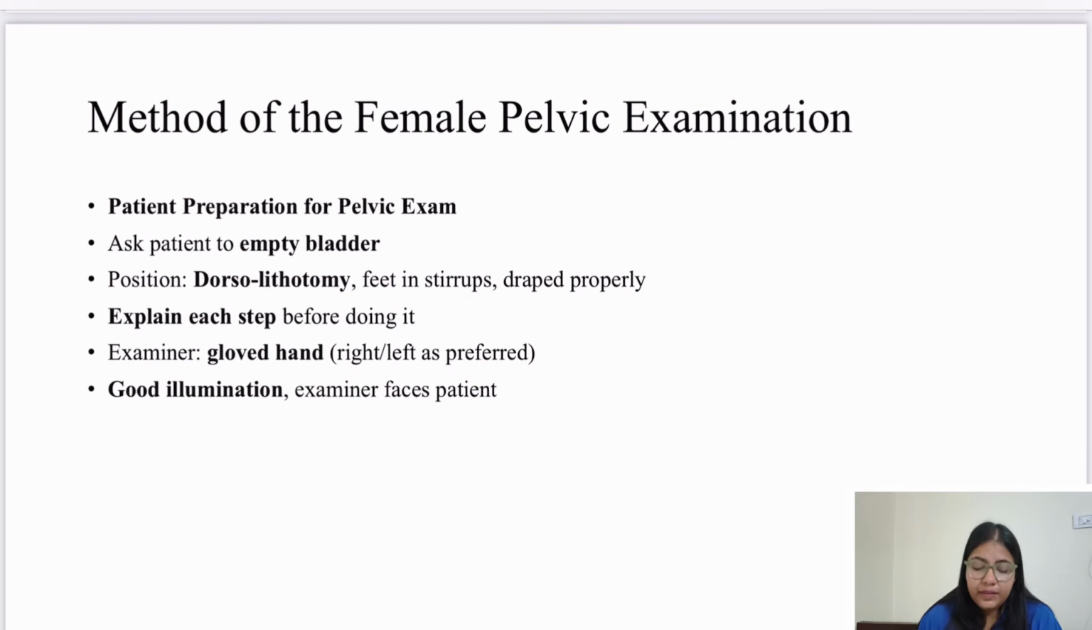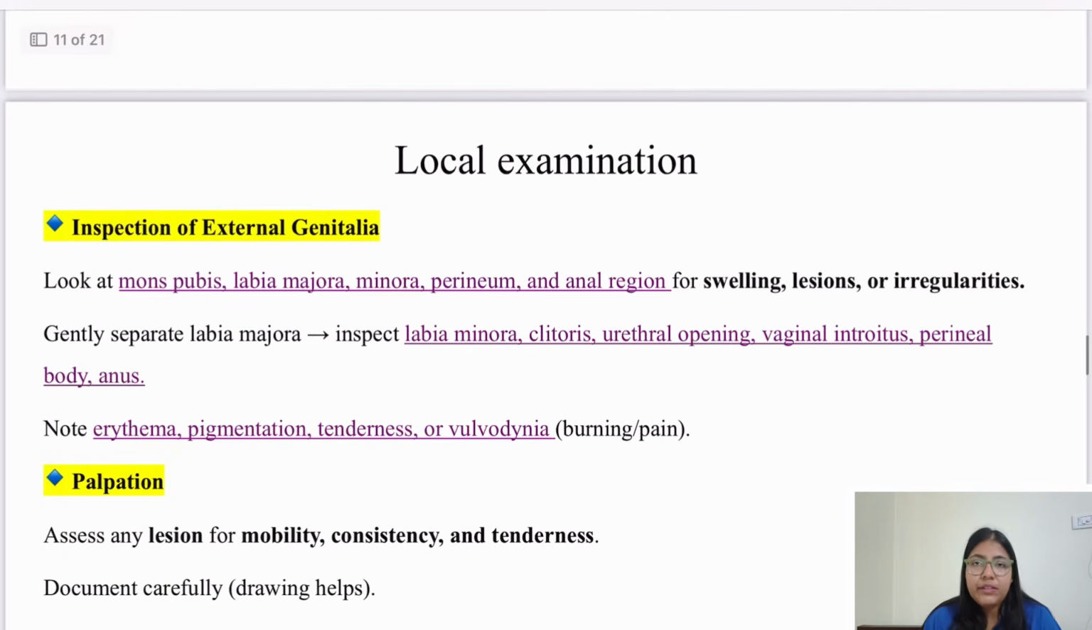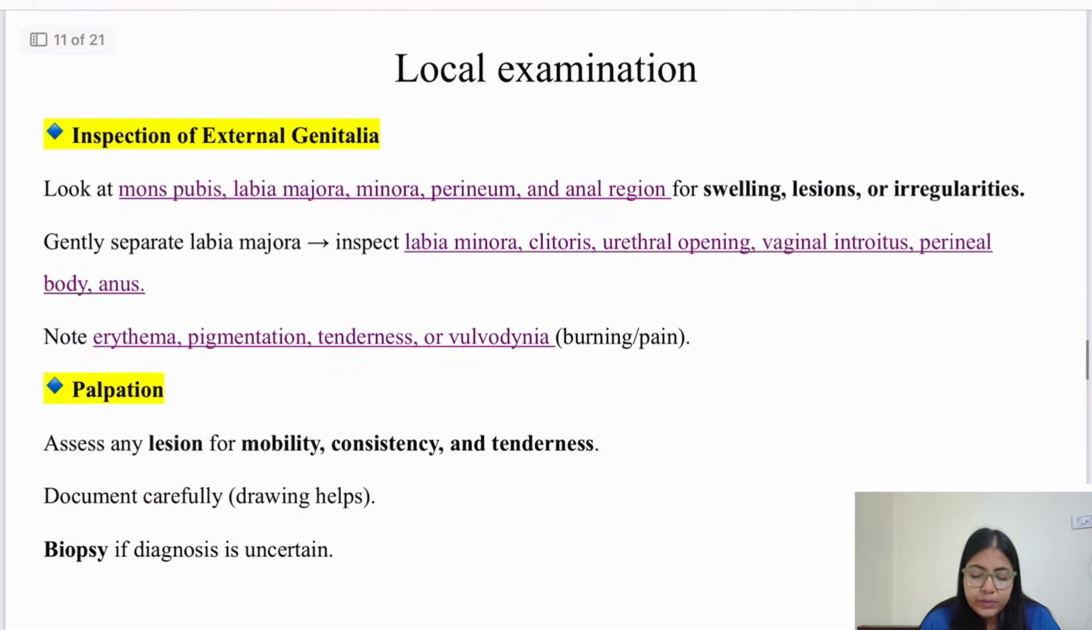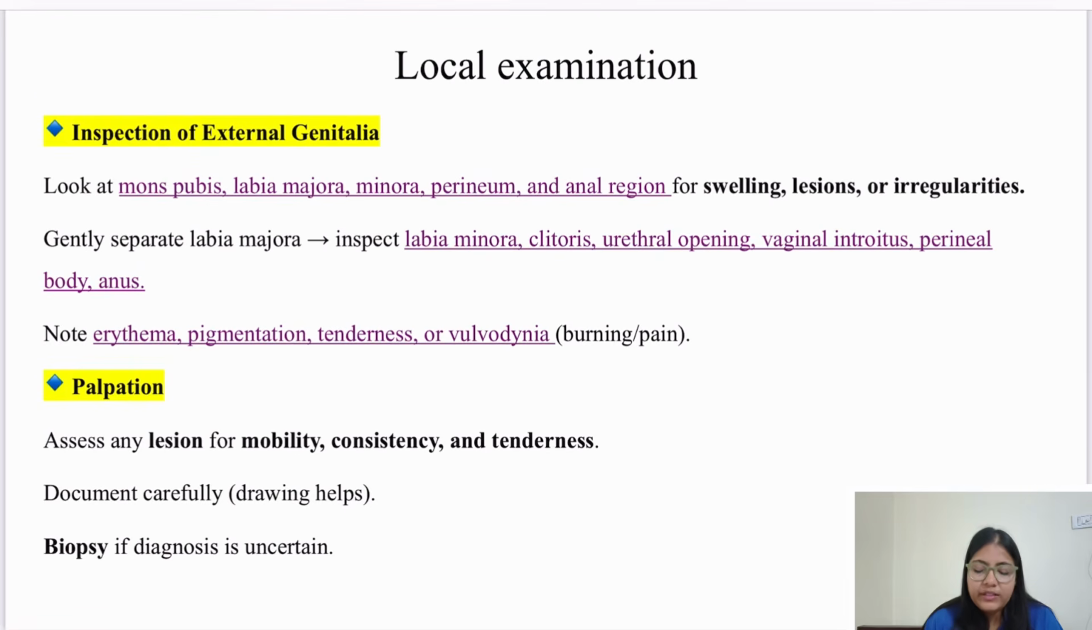So now comes female pelvic examination. What are the prerequisites for pelvic examination? Again, same. You tell the patient to empty the bladder. The patient is placed in dorsolithotomy position. It will be better if you have a lithotomy table or examination table. You explain to the patient what you are going to do, and then you glove your hand, and you need good light for pelvic examination, and you stand on the leg end side of the patient when the patient is in dorsolithotomy position. So first you do local examination.